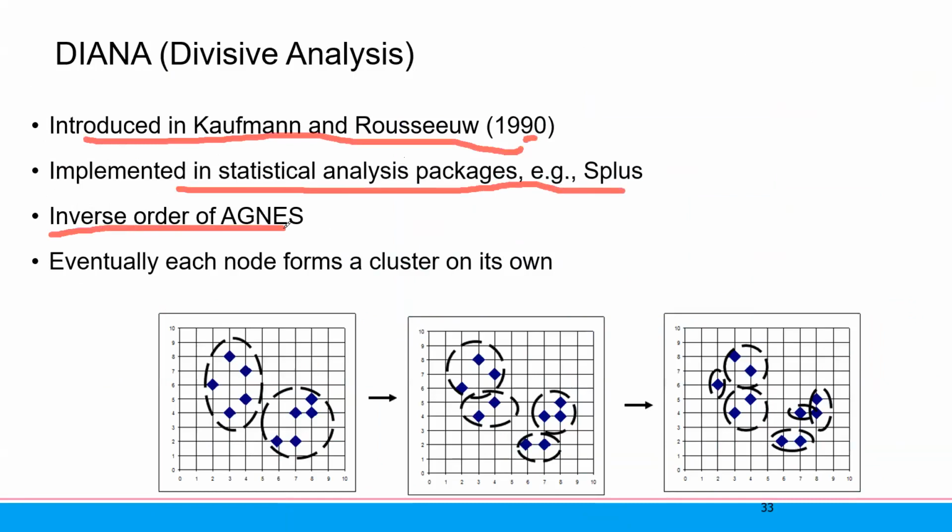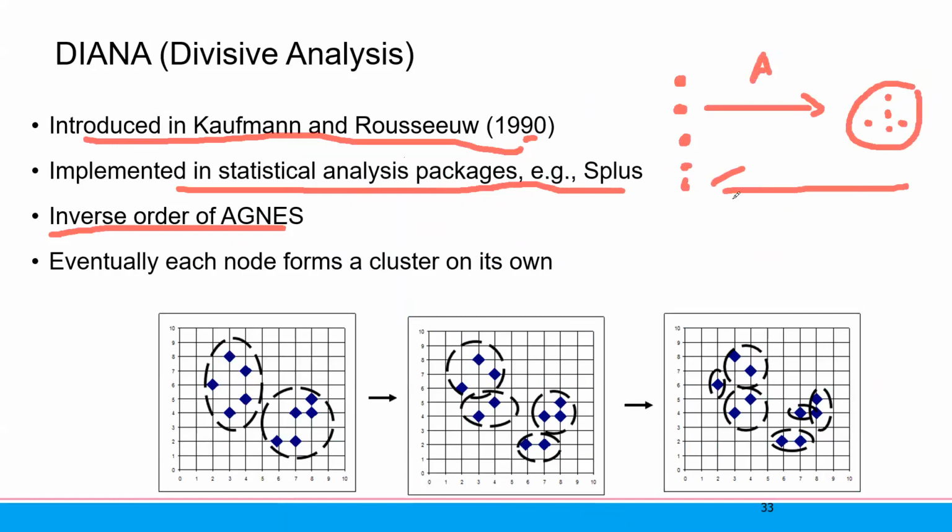So we know that with Agnes, we start from the individual data, and then we group the data. This is Agnes. But with divisive analysis, or Diana, we inverse it. From one big group, we split it down until we have individual data. Eventually, each node forms a cluster on its own.